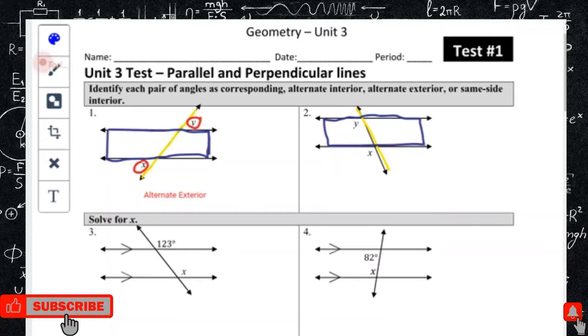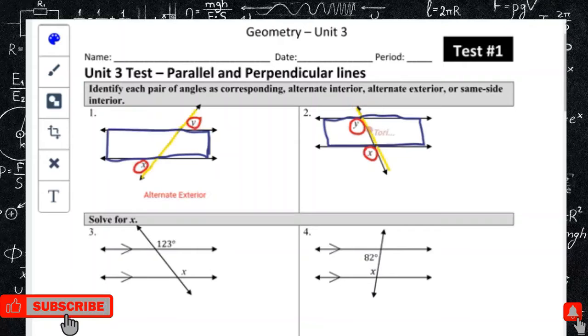Number 2, let's highlight the angles shown. Okay, so this time I have one angle that's inside of the interior and one that's on the outside, one that's in the exterior. And usually that is a signal for you to consider corresponding, but you want to check to make sure it actually is. Corresponding angles are angles that are in the same position, right?